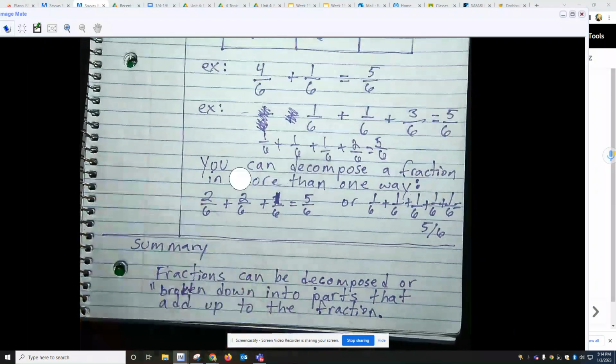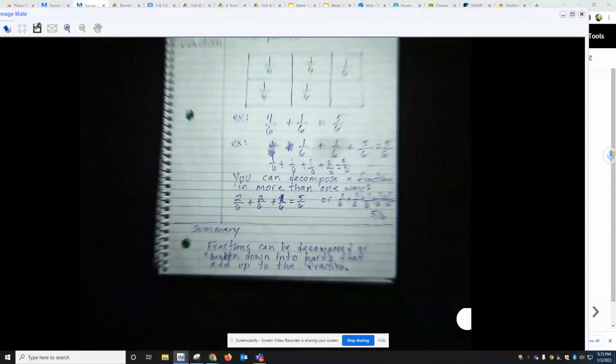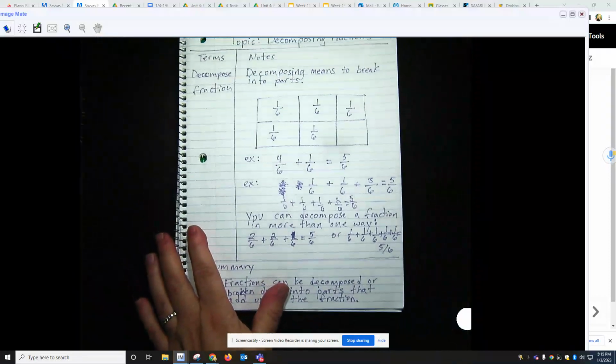I added that you can decompose a fraction in more than one way, and I added a couple other ways, like 2/6 plus 2/6 plus 1/6 equals 5/6, or I made 5 1/6, and that would equal 5/6. My summary, I wrote fractions can be decomposed or broken down into parts that add up to the fraction. I'm going to show you my whole notebook page. It's really not a lot of notes today.